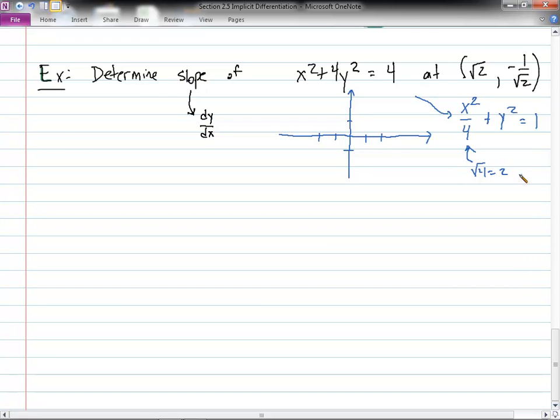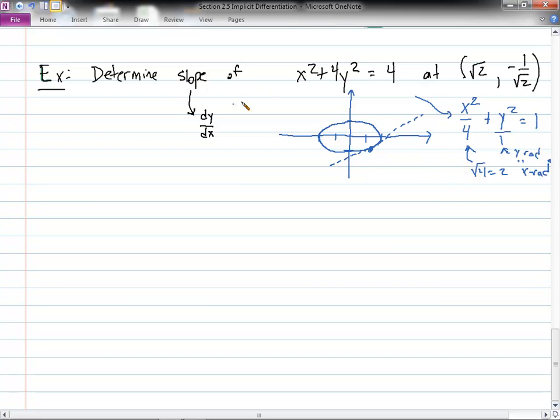That's the x radius. In some sense, that's not the right term, but it's the distance you go out in the x direction. And this has a 1 right there, so the square root of 1 represents the y radius. So this picture is the graph of this equation. The point square root of 2, which is about 1.4, and negative 1 over square root of 2 would be this point right here. So we're looking for the slope of that tangent line right there.